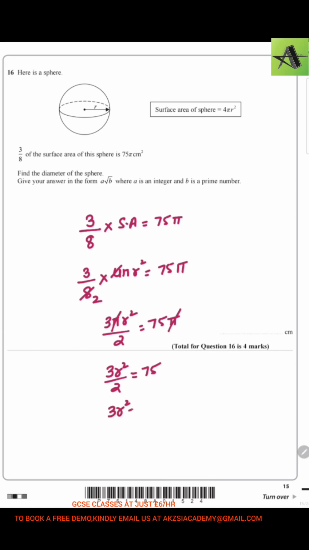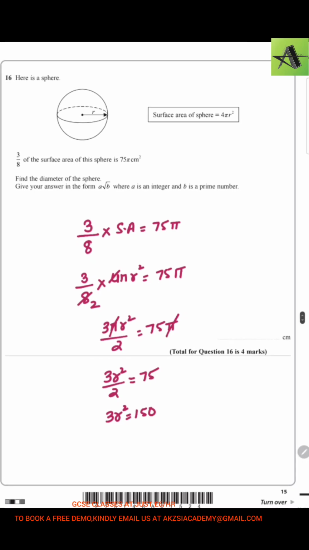So 3r squared is 150. And finally, dividing both sides by 3, r squared is equal to 50. If r squared is equal to 50, then r will be the root of 50, which can be simplified and written as 5 root 2. If you know how to simplify surds, you know that we can write root 50 as 5 root 2. So r is 5 root 2.